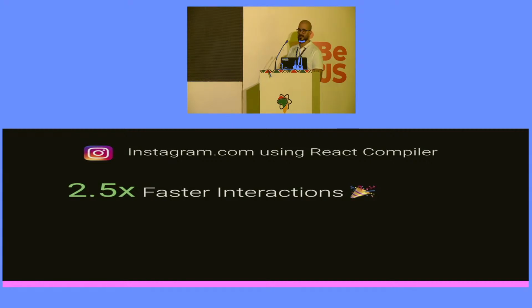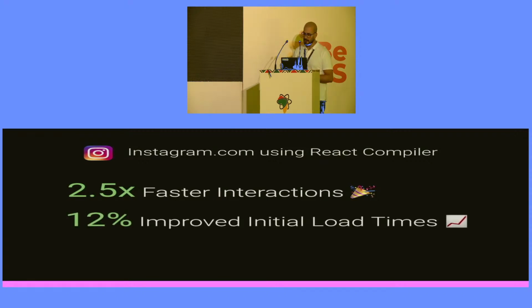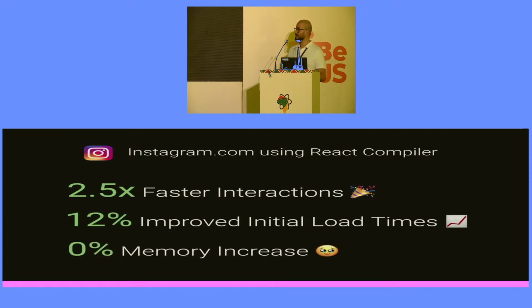You need to have at least 20% faster than your last version, or at least 20% faster than your nearest competitor, so people can perceive it as faster. It's a 12% improved initial load time. This is huge as well. This will improve your overall Core Web Vitals, and this will help in all cases. And guess what? The most important part, it's with 0% memory increase. This means a lot. I was really, really impressed by these numbers.